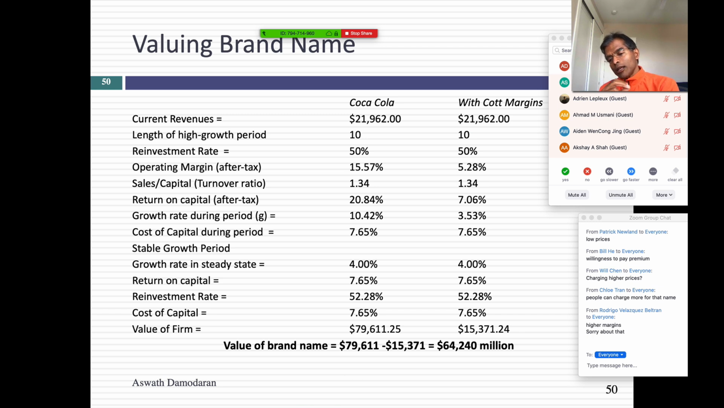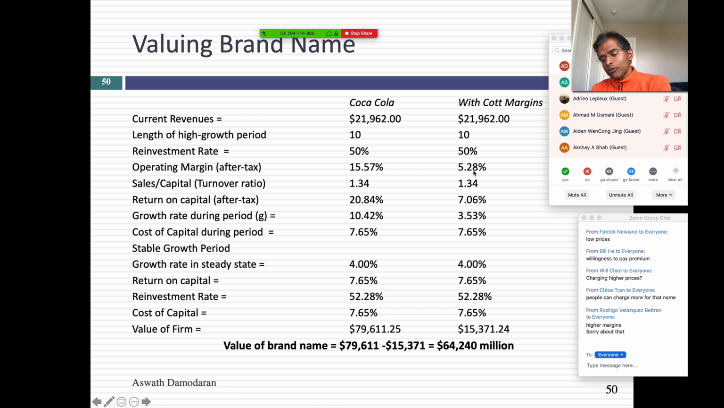I found a Canadian company called COTT, C-O-T-T. It makes generic sodas. It sells almost as many cans of soda as Coca-Cola does. The reason you've never heard of it is that it allows supermarkets and grocery stores to put their own generic name on it. So I found COTT, and COTT's margins were 5.28%. Compare that to the Coca-Cola margins, about 1/3 of the margin.